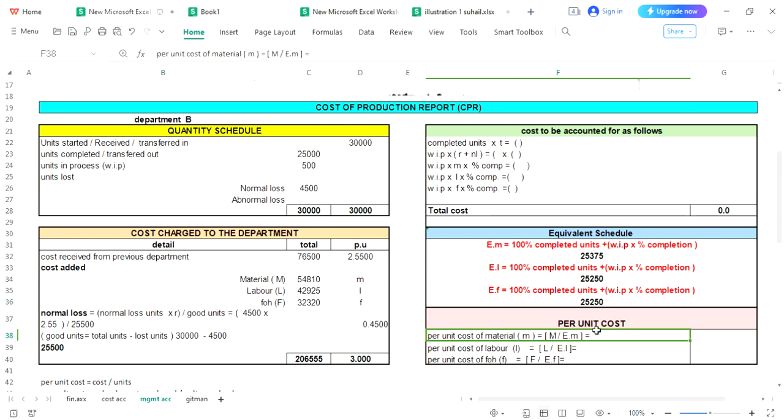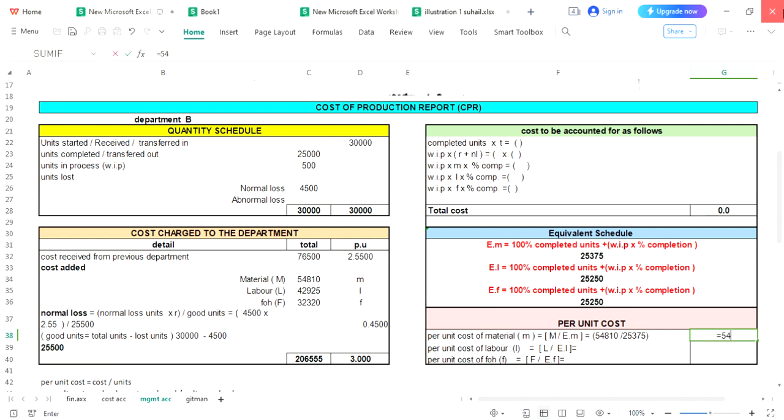Our formula, we are going to calculate per unit cost. And where we are calculating per unit cost of material, for which what we do need. Here you can see that total cost of material is to be written over here. We can open our bracket. Total cost of material is given over here, 54810. Put 54810 and you are going to divide it. Here in your formula you can see divided by equivalent of material, and here you have calculated equivalent of material. How much amount is it? 25375. Alright, so you have completed your formula in statement format.